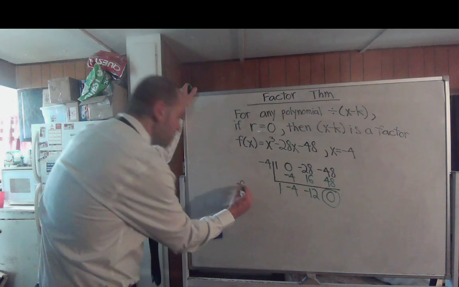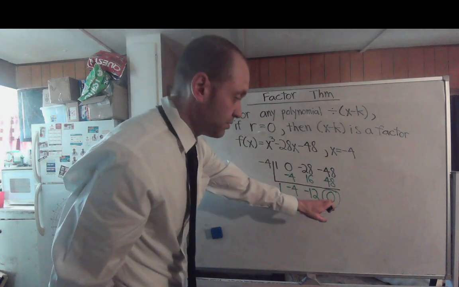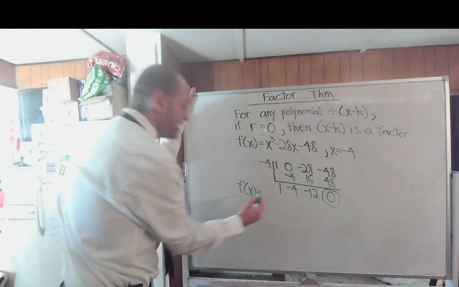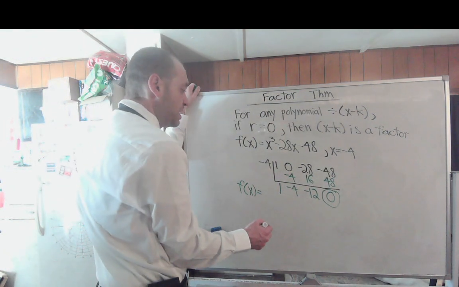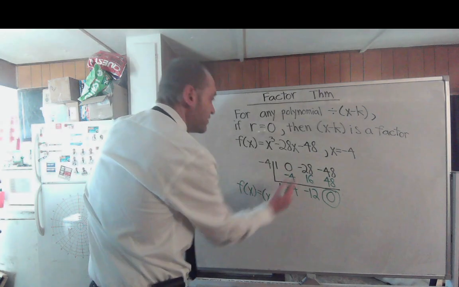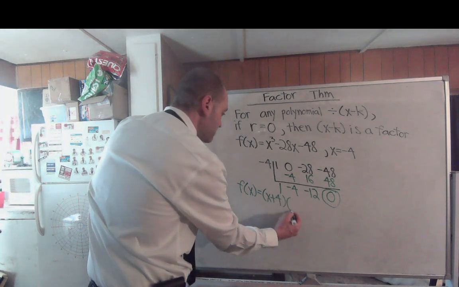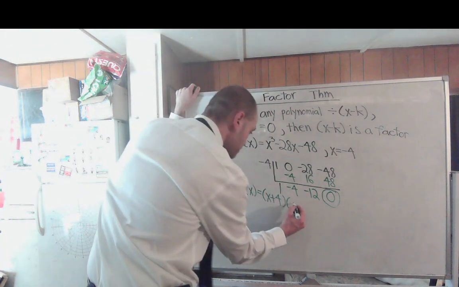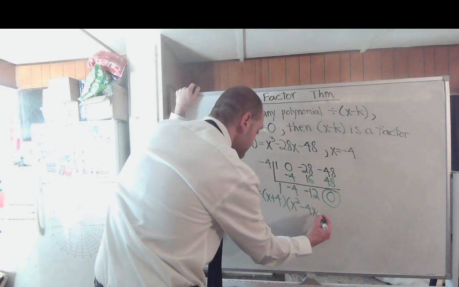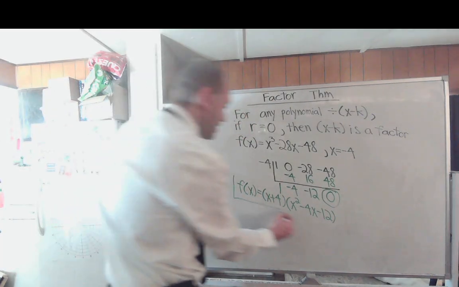So by the remainder theorem, that means in this case that f of negative 4 equals 0. And then by the factor theorem, we can write this as f of x equals that factor of x plus 4. Since you have x equals negative 4, that means you're going to have x plus 4 as the factor, times that x squared minus 4x minus 12 for your f of x.